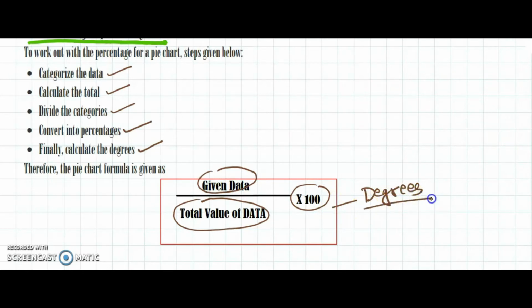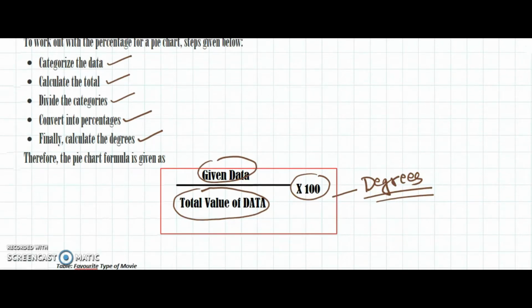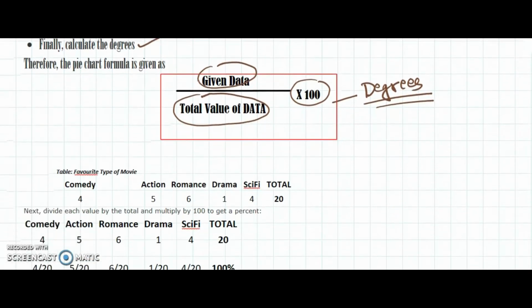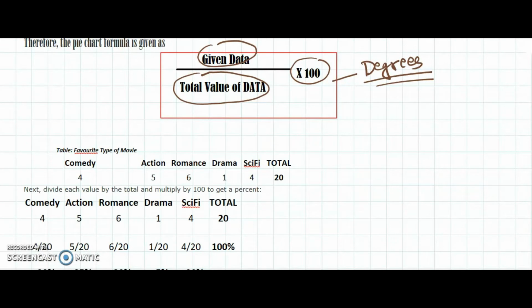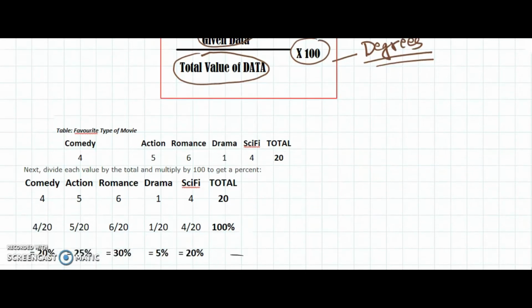This is the way the degrees are calculated. Without seeing any question, we are not able to understand that. So here's one question: the favorite type of movie. Comedy is liked by 4 persons, action by 5, romance by 6, drama by 1, and science fiction by 4, and the total goes as 20. We first have to divide it into simpler fractions.